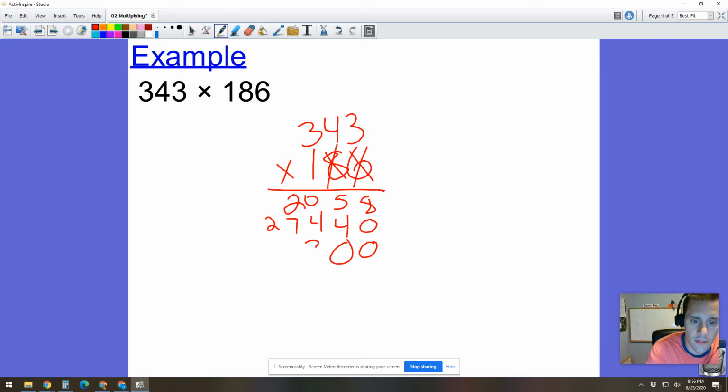1 times 3 is 3. 1 times 4 gives us 4. And then finally, 1 times 3 is 3. Now to finish this problem up, we got some big beefy addition.